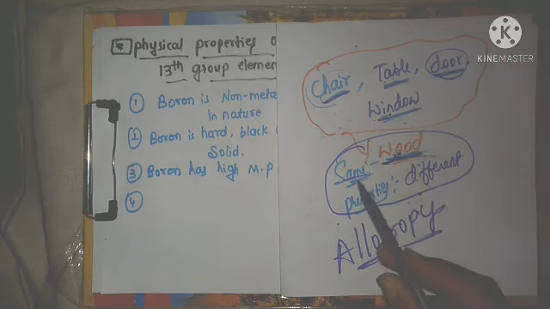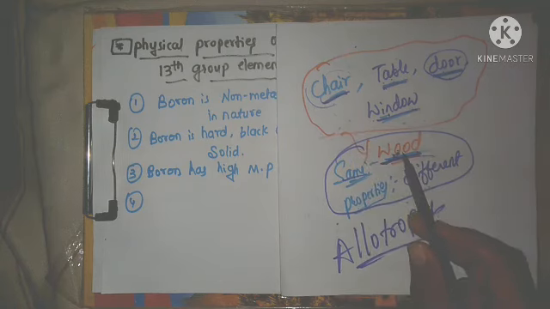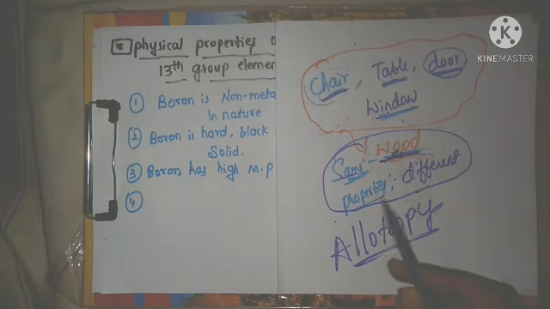Even though all are made up of same element, same material, same substance, the properties are different. That is called allotropy.